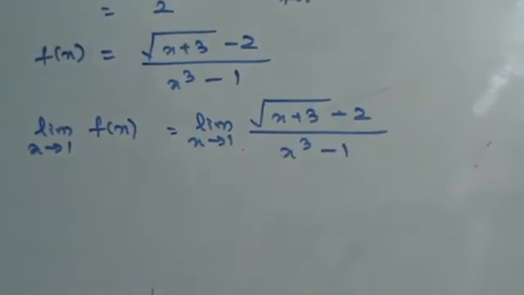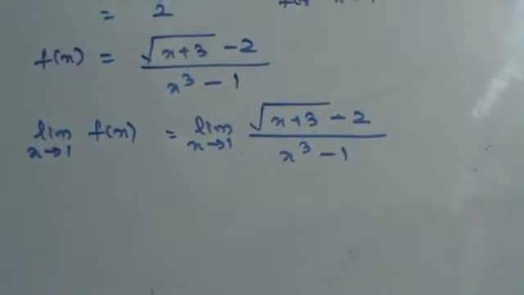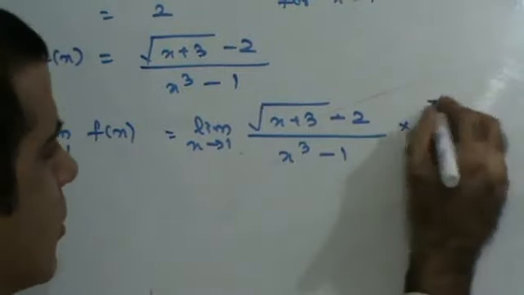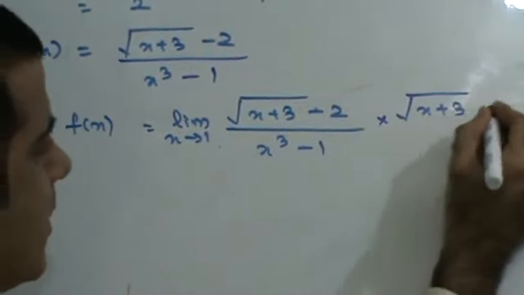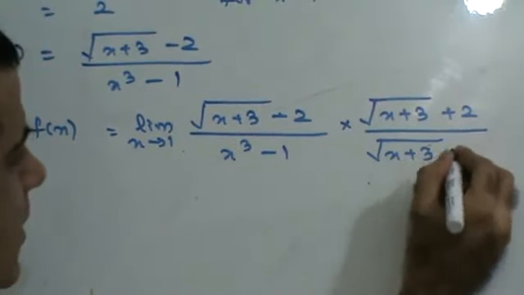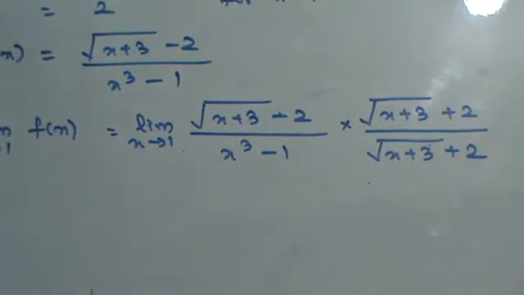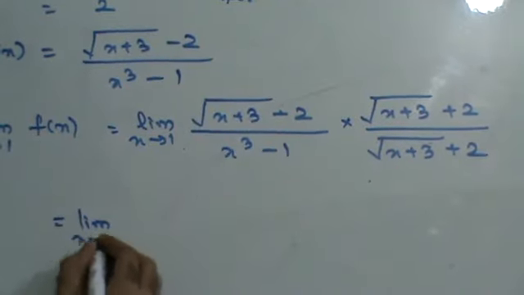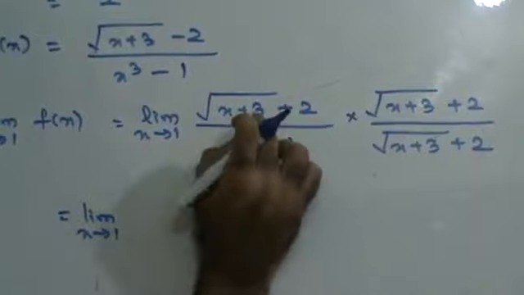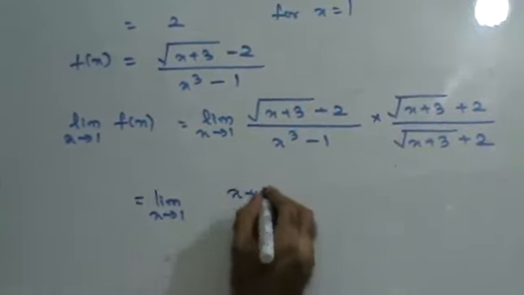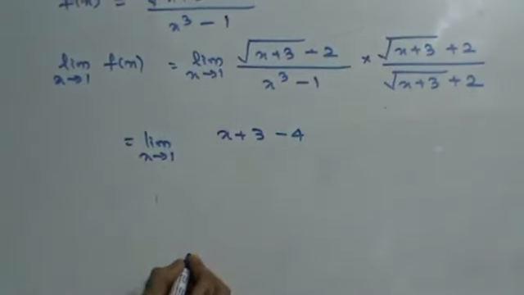First thing I'm going to do is try to get rid of the square root sign. How do I get rid of the square root sign? By rationalizing both the sides. So this is going to be square root of x plus 3 plus 2 upon square root of x plus 3 plus 2. I'm rationalizing the numerator. This can be written as limit of x tends to 1. This is in the form a minus b, a plus b. So this is going to be a square minus b square.